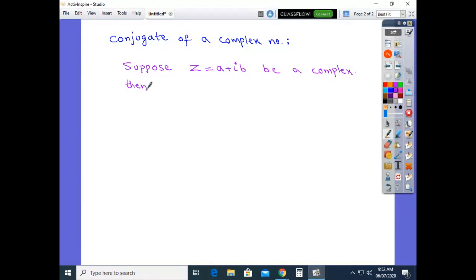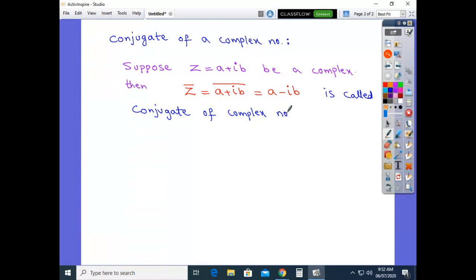Then z bar, which is the conjugate of a plus iota b, is a minus iota b. After taking the conjugate of a complex number, we change the sign of iota. Z bar, meaning a minus iota b, is called the conjugate of the complex number z.